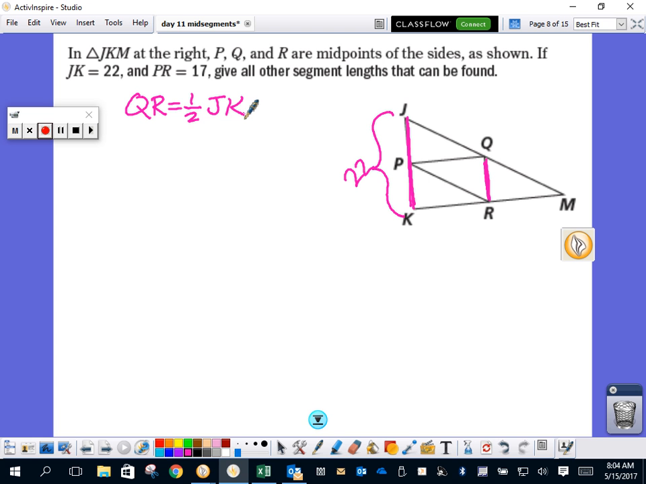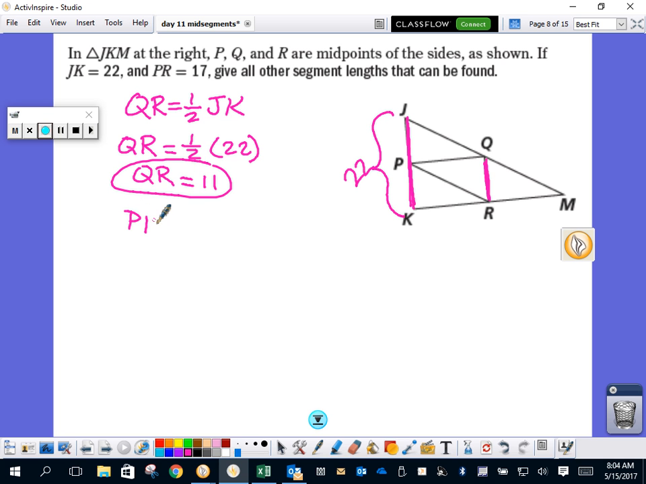Okay, so what is the length of QR? 1/2 of 22, QR equals 11. What other length do we know? PK, what's the length of PK? 11. What's the length of JP?